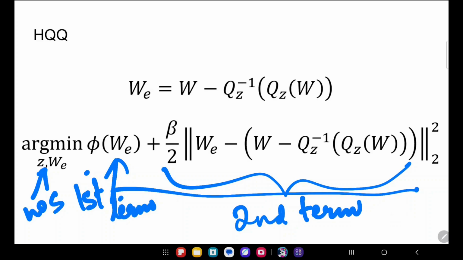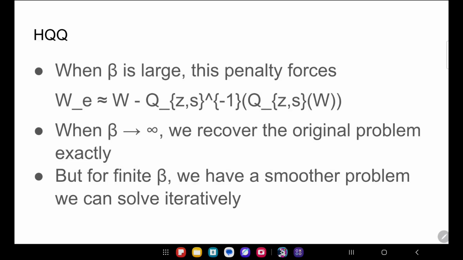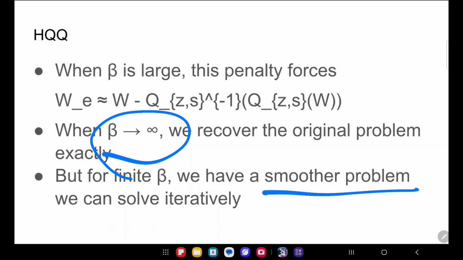And we can optimize them independently. Why does this formulation work? Because when beta is large, this penalty forces WE to be almost equal to W minus Q inverse Q of W. When beta is infinite, we recover the original problem exactly. But for finite beta, we have a smoother problem we can solve iteratively.